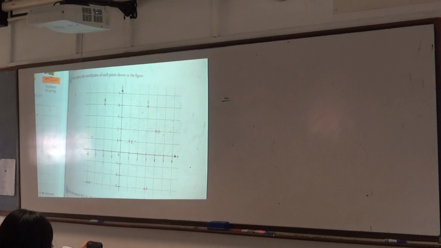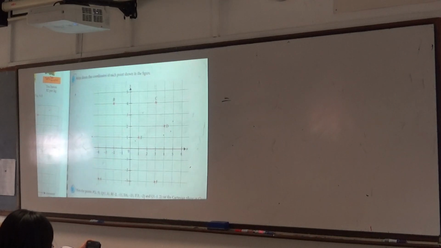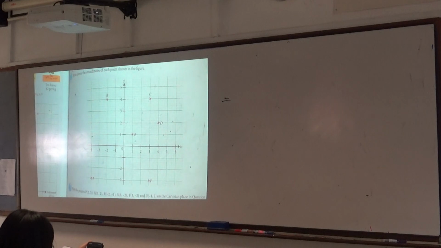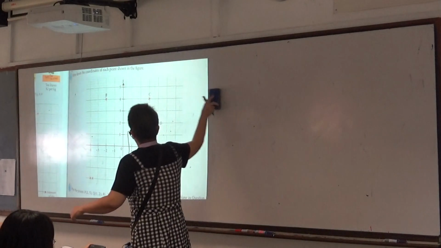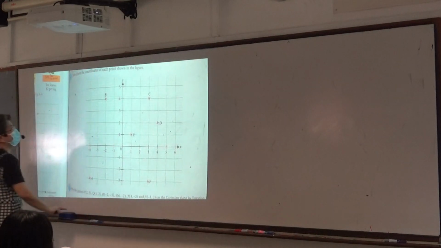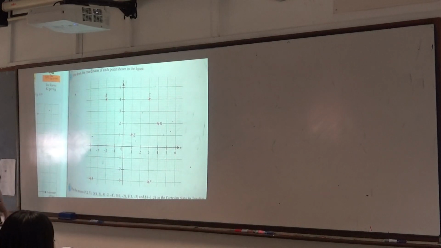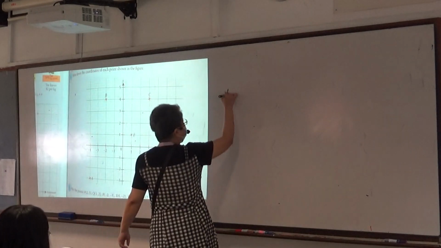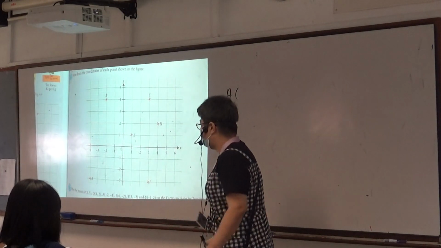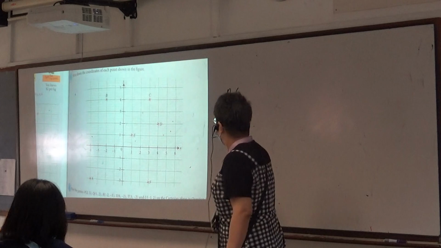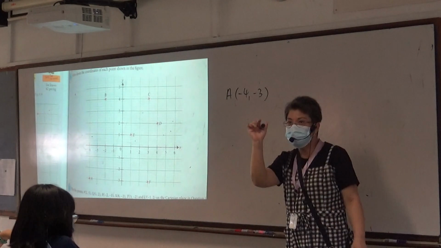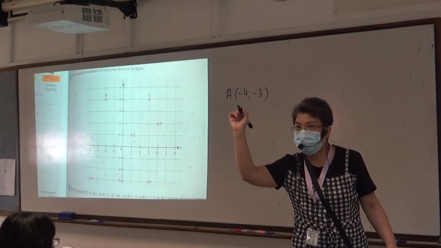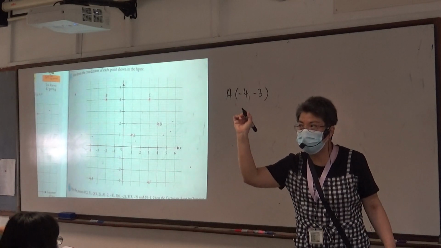Is this better? Okay. Now all of you look at question number 1. Write down the coordinates of each point shown in the figure. Now let's look at A. What's the coordinates of A? Go class tell me. -4, -3, right? Can you use a pencil and write beside for question number 1 in your textbook?